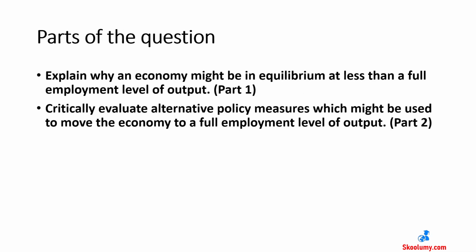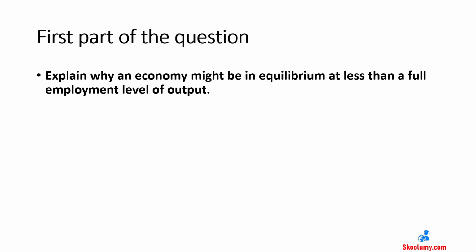The question has two parts. Part 1. Explain why an economy might be in equilibrium at less than a full employment level of output. Part 2. Critically evaluate alternative policy measures which might be used to move the economy to a full employment level of output. The first part of the question: explain why an economy might be in equilibrium at less than a full employment level of output.